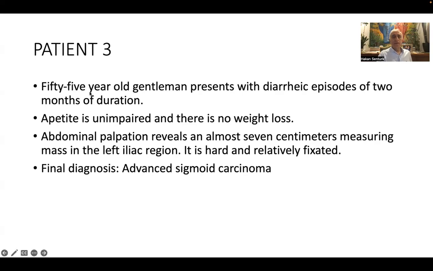Another patient, a 55-year-old gentleman, presents with diarrheic episodes of 2 months of duration. Appetite is unimpaired and there is no weight loss. Abdominal palpation reveals an almost 7 centimeters measuring mass in the left iliac, left lower abdomen. It is hard and relatively fixated. And in this patient, the final diagnosis is advanced sigmoid carcinoma. In some patients with colonic carcinoma, the presentation will be with diarrhea rather than constipation.